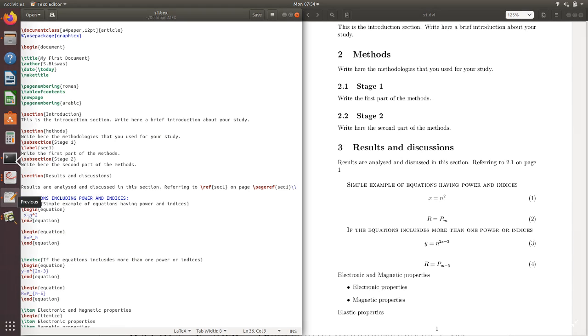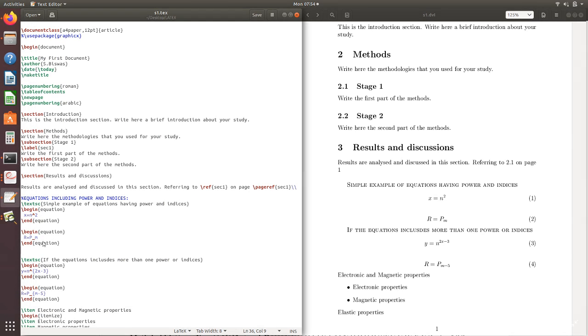If you use x is equal to n hat 5, that will produce x is equal to n to the power 5. So that is here, the output is here. And then see here another interesting line. See here I have written a simple example of equations having power and indices. Before that I have used this command textsc, that means small capital. So here are the small letters, but it will produce capital letters. So now let us go to the next one.